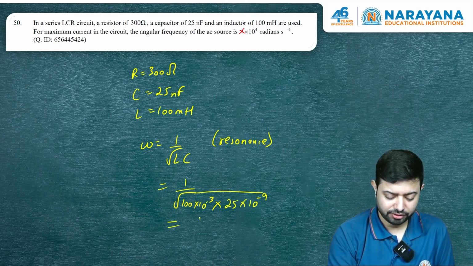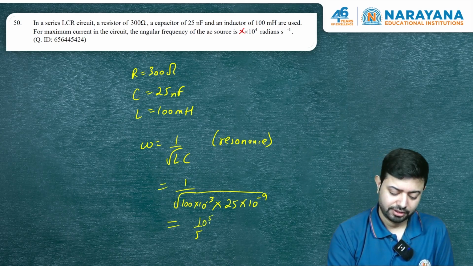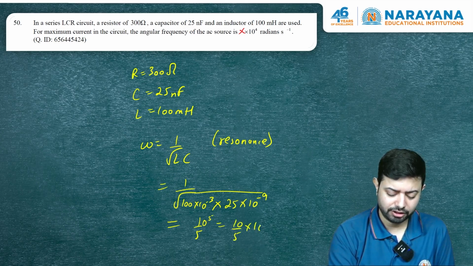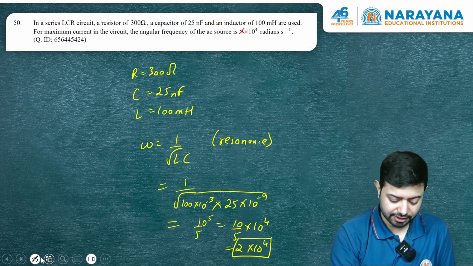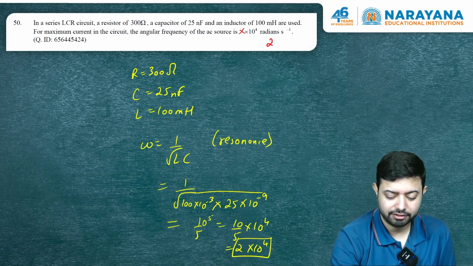This 25 root is 1 by 5, and 10 to power, how much is 10 to power here in the root, in the denominator? 10 to the power minus 1, 10 to the power minus 10, 10 to the power 5 in the numerator it will come then. Okay. So, 10 to power 2 you can take out, 10 by 5 into 10 to power 4. So, this is 2 into 10 to power 4, correct, and therefore, what is your answer then? If you compare with the question, it will be 2.